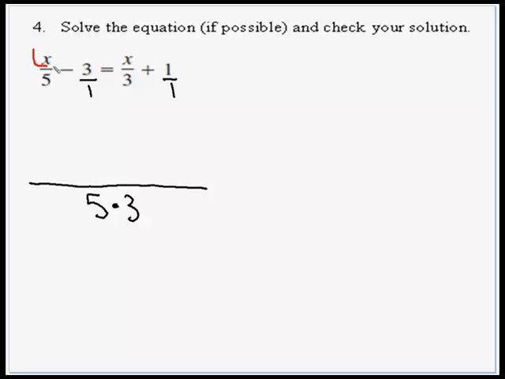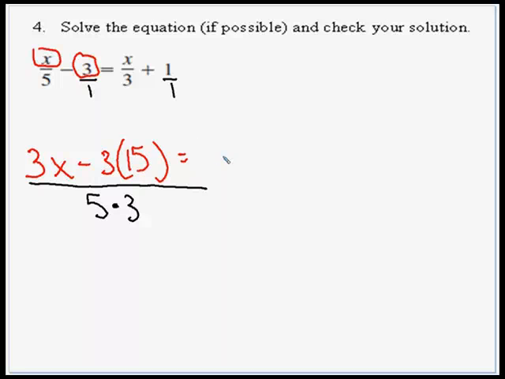So our first numerator is an x. We have the 5 under it. What are we missing? We're missing the 3. So 3 times x. Minus. Our next numerator is 3. Underneath the 3, we have the 1. What are we missing? We're missing the 5 and the 3. 5 times 3 is 15.